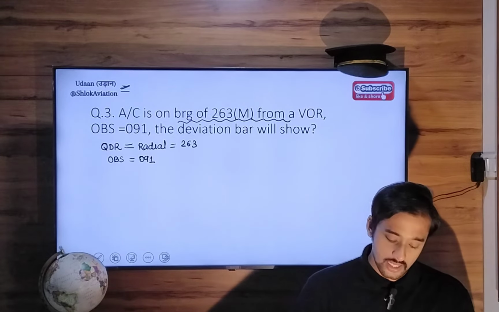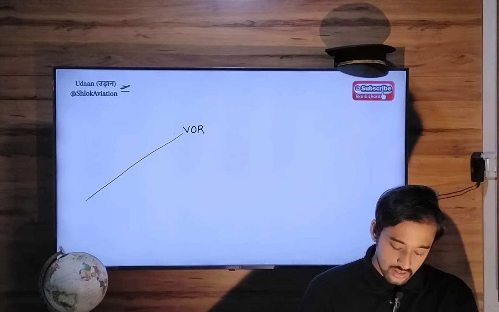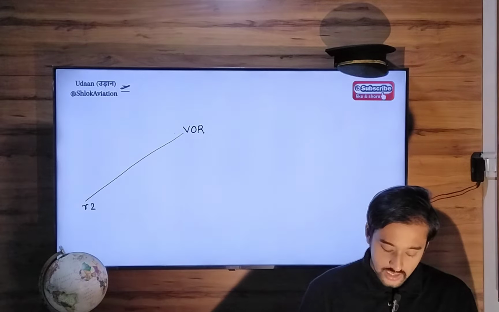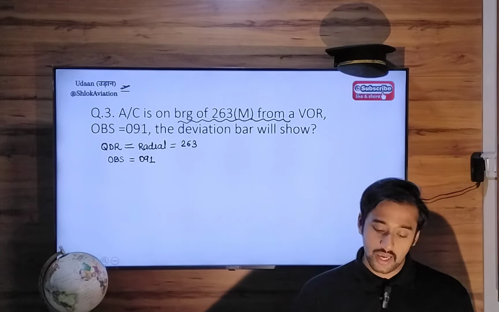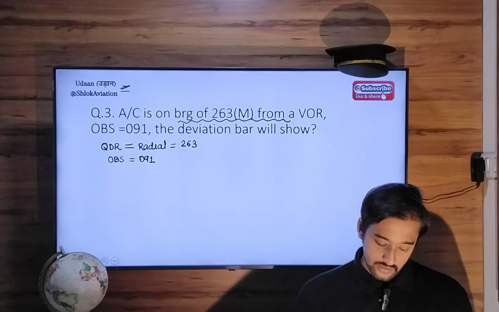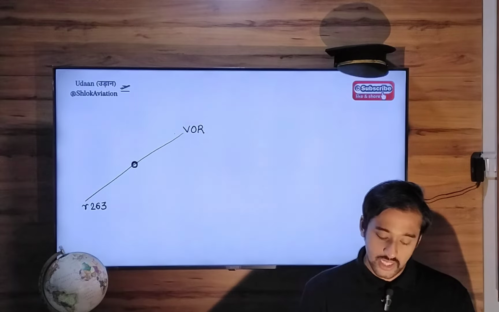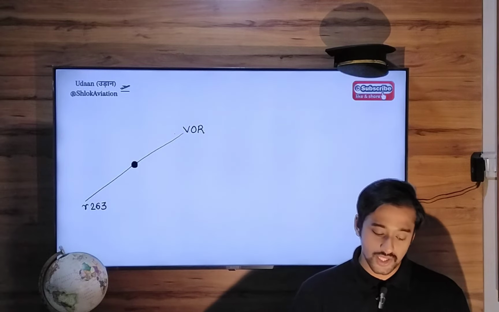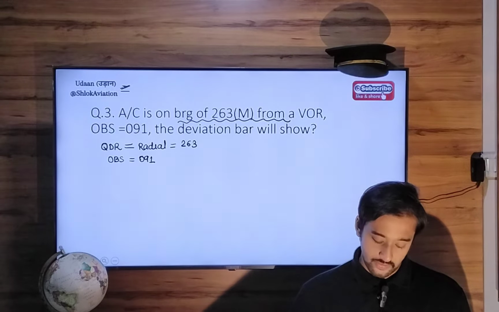Okay, so let's draw this and understand this. This is your VOR, this is radial 263, where your aircraft is situated. I will just draw, as of now, a green dot which indicates your aircraft position on this radial. OBS selection is 091.